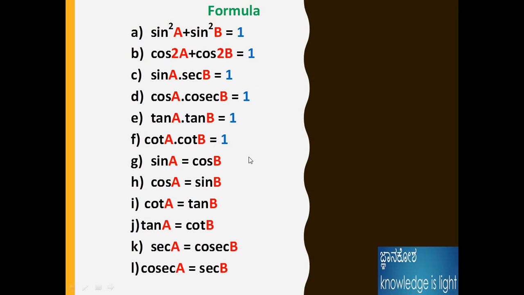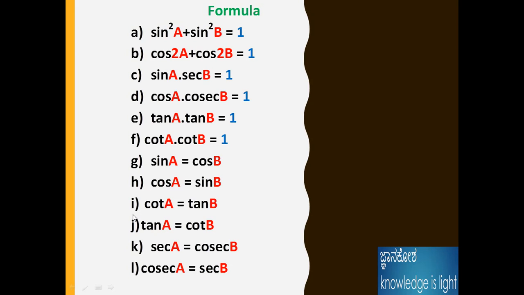Okay, this is the formula I need to highlight here: sin square a plus cos square a is equal to 1. Please remember this formula. If you remember this formula, definitely you could solve any of the problems, because none of the trigonometry people are saying that you can solve without using this formula.